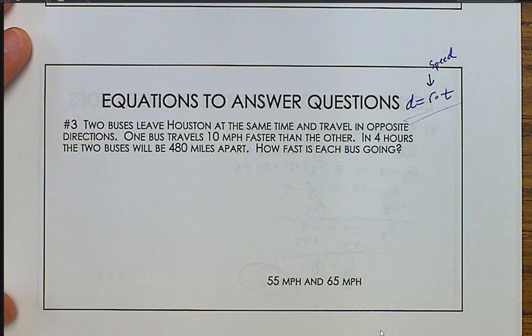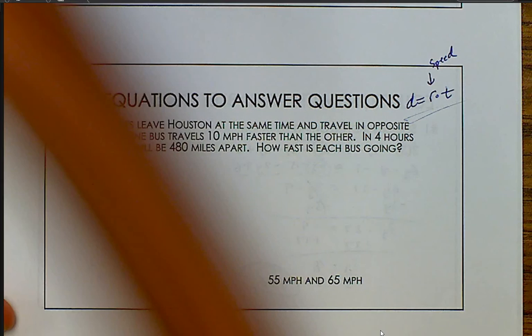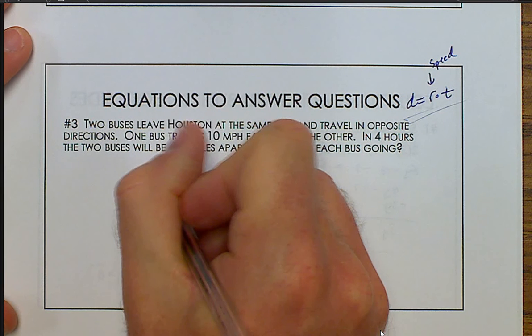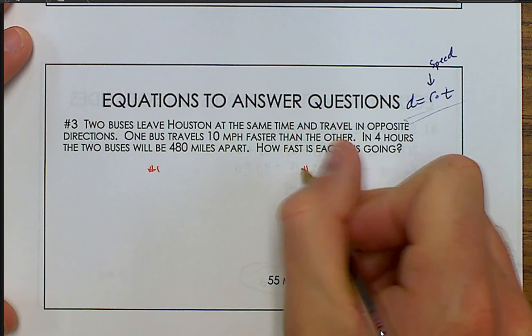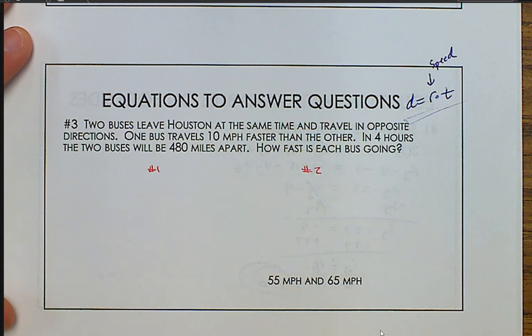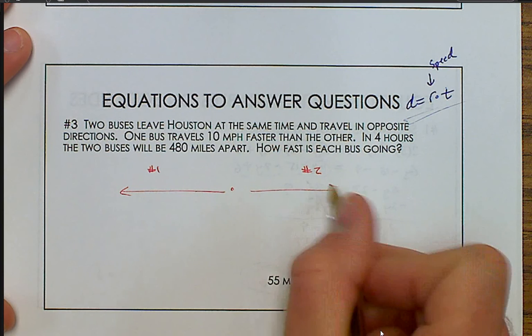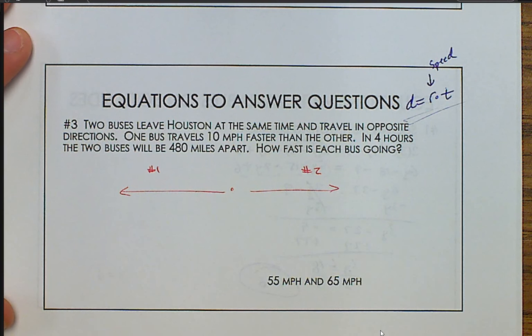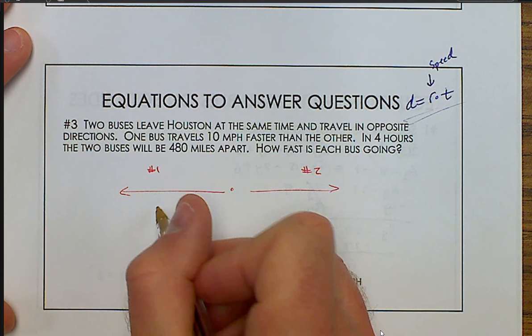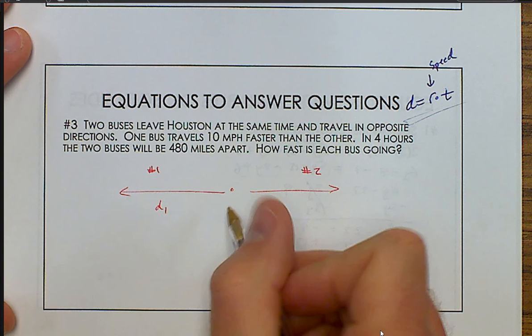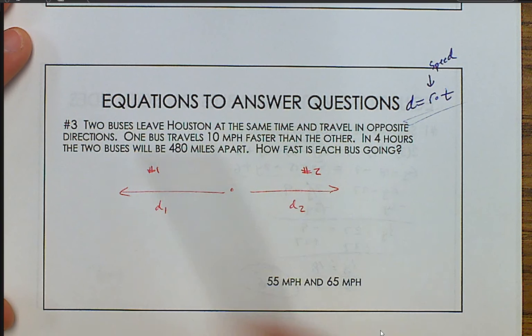All right, so let's go through a little setup here of what we have going on. So essentially we have bus number 1 and we have bus number 2, right? We have 2 buses and they're traveling in opposite directions. So I'm going to put an arrow here and give you a little setup. And I'm going to call this distance 1 and distance 2, right? Because what are they asking us? They're asking us how fast is each bus going.